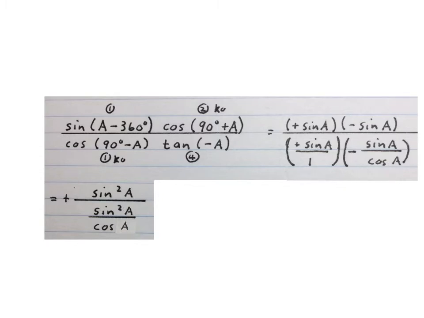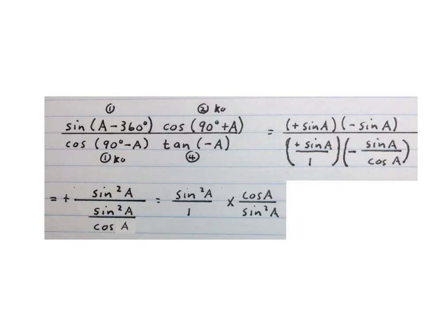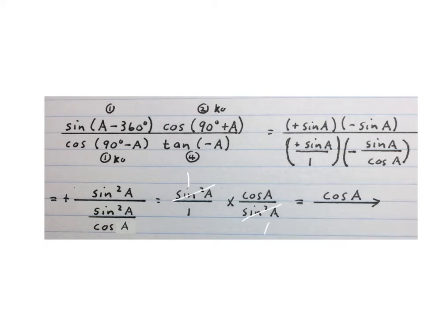Then we will pull these two fractions off each other. This becomes sine squared A over 1. This bottom we tip and multiply, put it over there. You can cancel the sine squared A with the sine squared A. Your final answer, cos A. Stop the video and get your brain around this one.